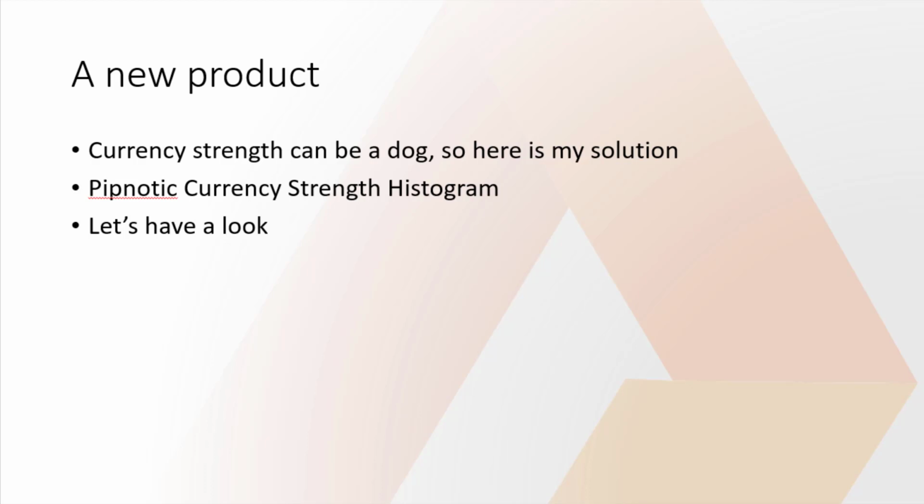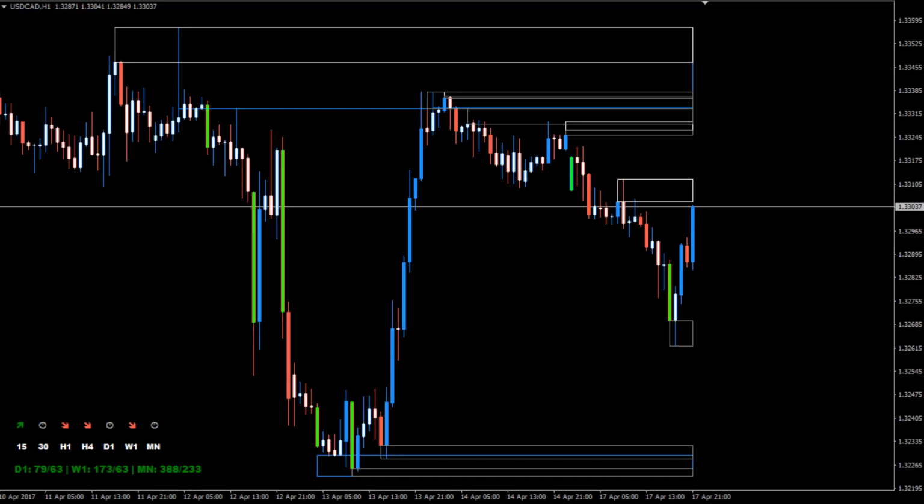And so I've written a tool which I will call something like the Pipnotic Currency Strength Histogram, which shows the difference between one currency in relation to the other in the form of a histogram. So you're going to see, for example, an Australian dollar, American dollar lines. You have the orange line for the Australian dollar, green line for the American dollar, and then there's going to be a histogram. And the histogram is showing us the difference between these two. And it's pretty magical what it does. So let's have a quick look at that.